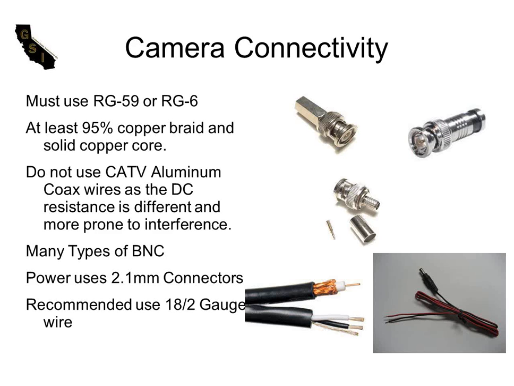These are different types of connectivity. You must use RG59 or RG6 with at least 95% copper braid and solid copper core. You cannot use cable TV aluminum coax wires, as the DC resistance is different and it is more prone to interference. So basically, the ones you see that are common out there in the houses already are made for cable TV or satellite.